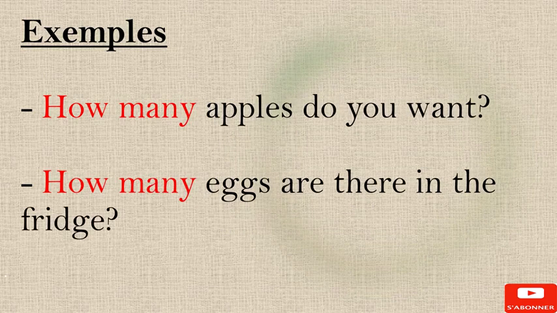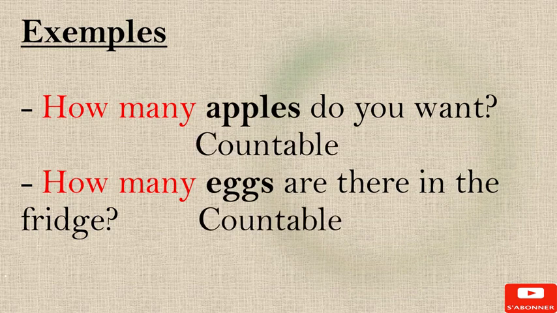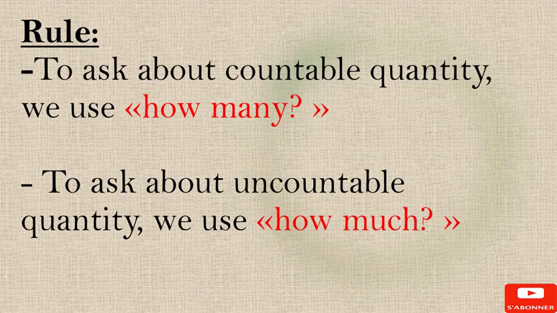How many apples do you want? How many eggs are there in the fridge? So we have apples is countable noun, and we have eggs is countable too. So we have selected how many to ask about the quantity of apples and the quantity of eggs, which are countable nouns. So, in order to ask about countable quantity, we use how many. To ask about uncountable quantity, we use how much.